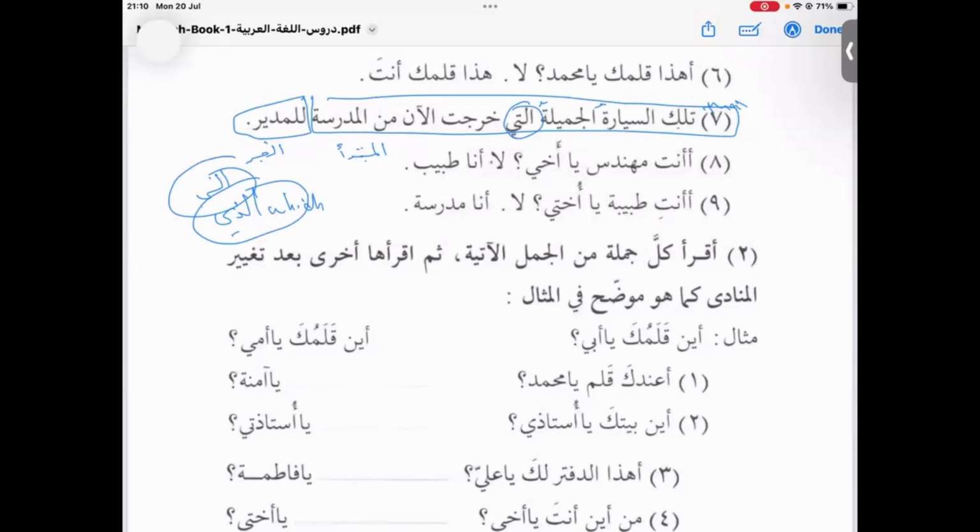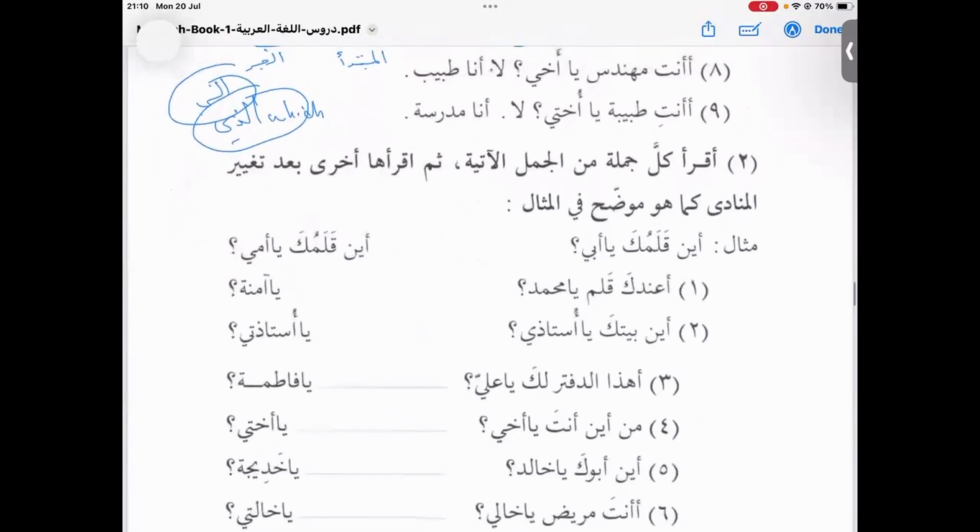That beautiful car التي, which خرجت. خرجت means what? That left, that exited, that left. Al-an, now, min al-madrasati, from the school. To whom does it belong? Lil-mudiri. It belongs to the principal.